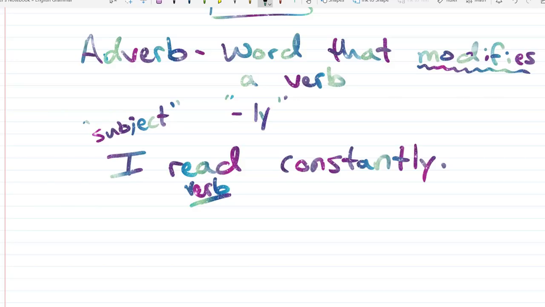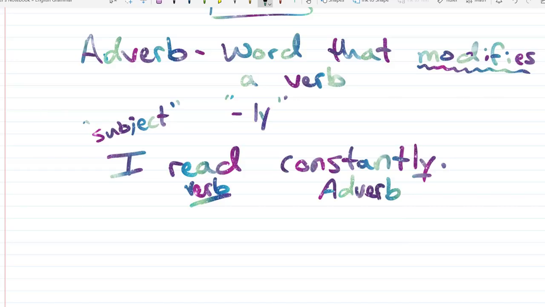Is it saying something about I, that I constantly, right? Well, what constantly? Doesn't make sense. But it's saying how we read, right? So it's answering the question of, how do you read, or when do you read, right? So it's adding extra information about the action of reading, and it's constantly. And if you see, we have that ly, and this is an adverb. Okay, so there you go. This is what an adverb is going to look like.